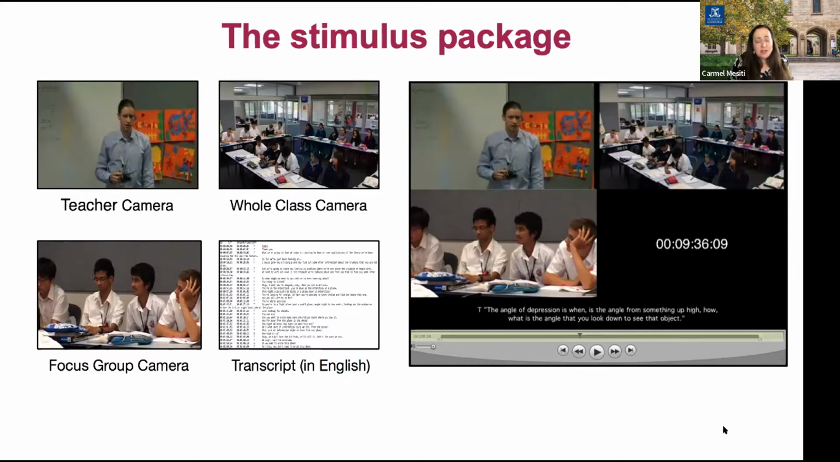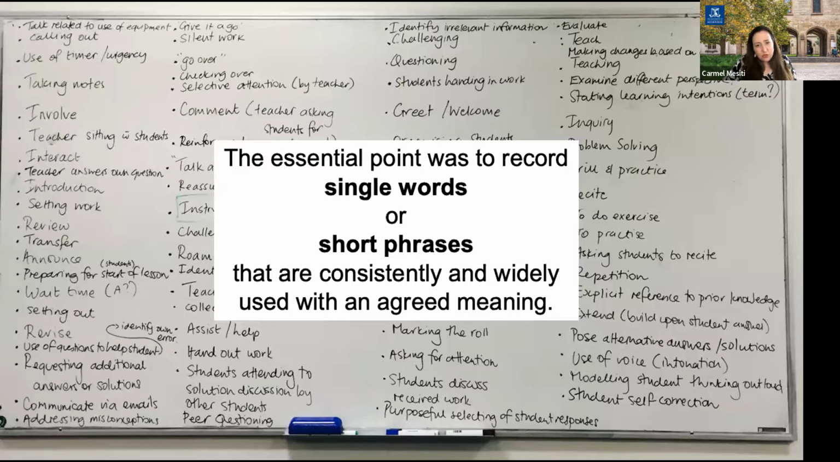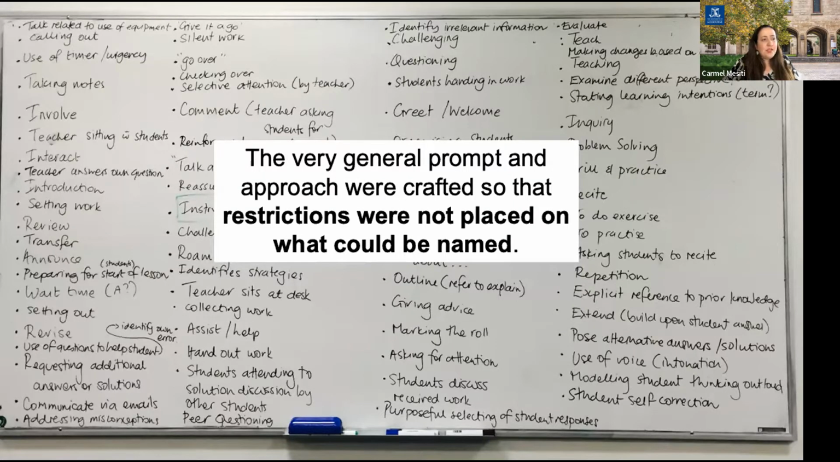And this is, I think, another thing that's quite novel about the research design: video is used as stimulus. It's not data. So the video was used to support the identification of terms. So we started with the prompt, what do you see that you can name? So the essential point was to record single words or short phrases that are consistently and widely used with an agreed meaning. And this very general prompt was crafted so that restrictions were not placed on what could be named.